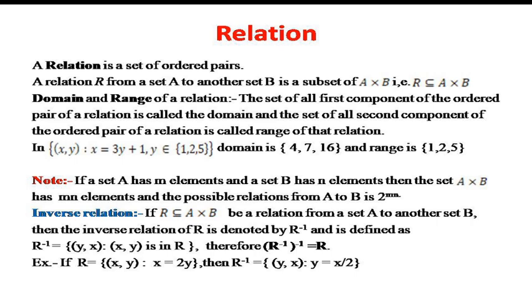If a relation R is the set of ordered pairs (x, y) such that y is equal to 2x, then R inverse will be the set of ordered pairs (y, x) such that x is equal to y by 2. So this is all about relations.